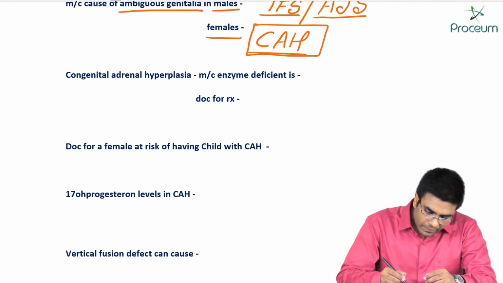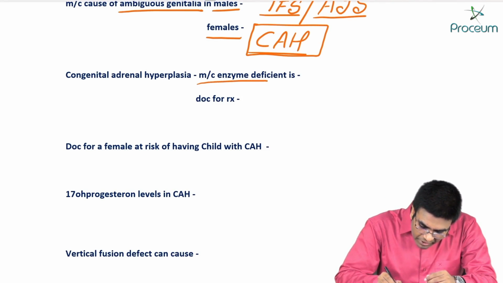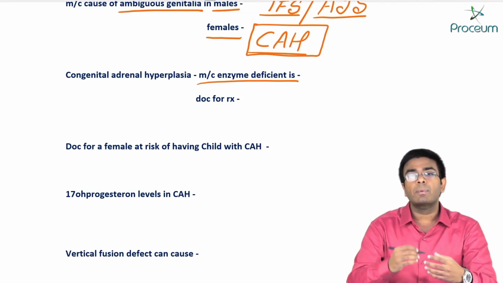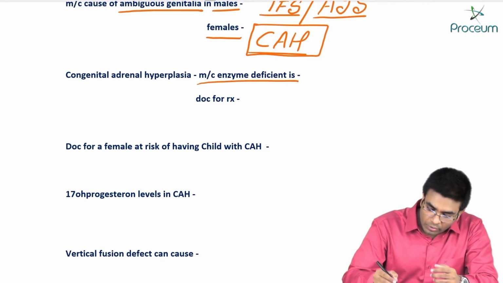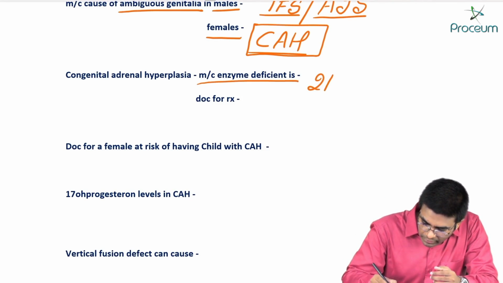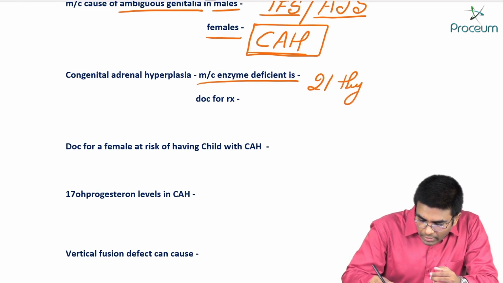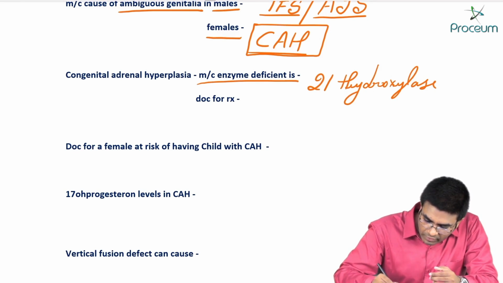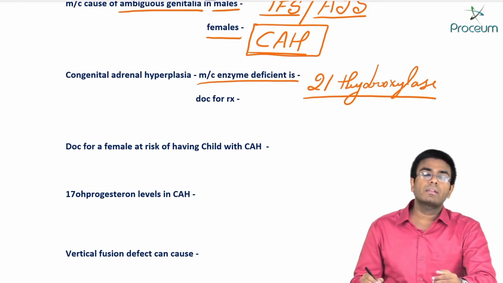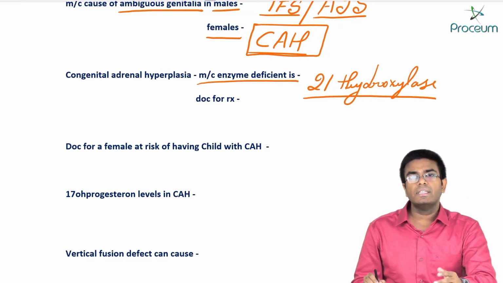Congenital adrenal hyperplasia: what is the most common enzyme deficient? Why congenital adrenal hyperplasia? Due to deficiency of 21-hydroxylase. Deficiency of 21-hydroxylase is the most common enzyme deficient in CAH.